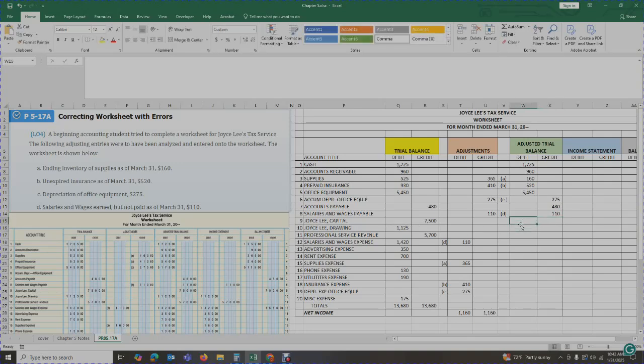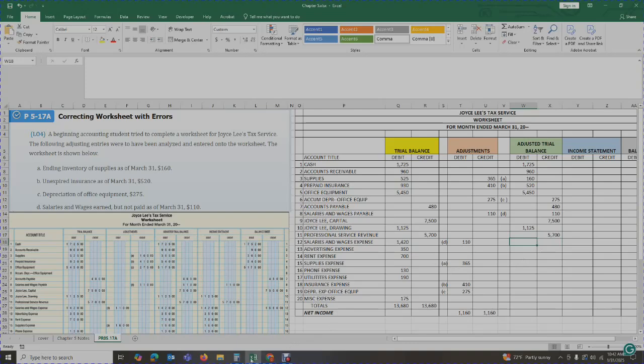I'm sorry, this should be on the credit side. And then the withdrawing should be on the debit side. Very good. Professional service revenue is a revenue account with a normal balance of a credit. No adjustments were made there. I'm just going to go ahead and credit it. Okay, salaries and wages expense. This has a normal balance of a debit. Expense accounts have a debit normal balance.